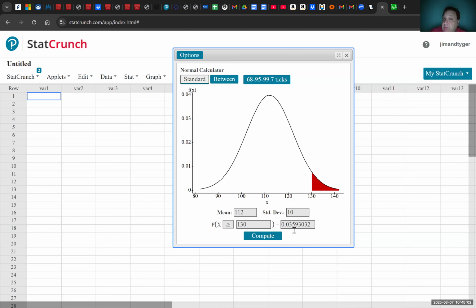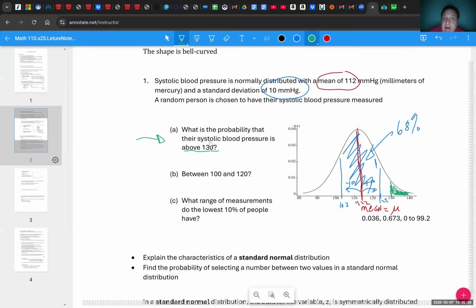0.036 or about 3.6%. And you can see it's shaded in here, 130 or above 130, to visually indicate that's the region where we find this random person. Well, we would if they were in that region. We're not going to find them very often because only about 3.6% of the people are going to end up with a blood pressure measurement in this region here. All right, so that was how we do part A, probability that the blood pressure measurement is above 130, and we get something like 0.036 or 3.6%.